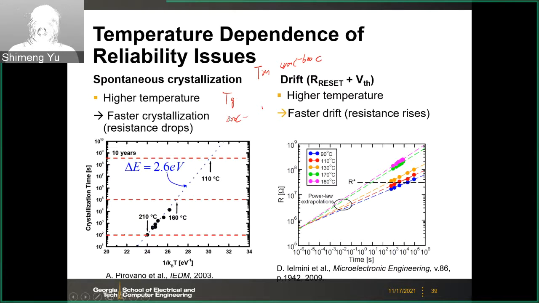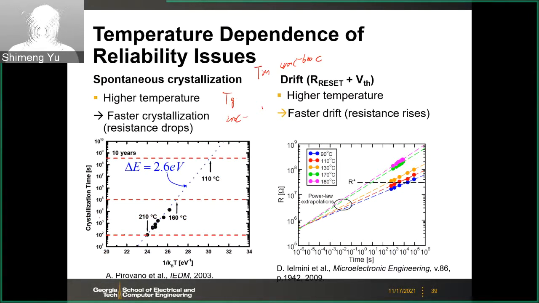But anyway, if your environmental temperature goes up, then the device will go through this spontaneous crystallization process. That means the high resistance state will gradually become the low resistance state. And you can plot this Arrhenius plot, 1 over kT plot. And here, this is just an example, right? So if you bake the device or bake the chip at different temperatures, like 200 C, 210 C or 160 C, and then you measure the time to crystallization.